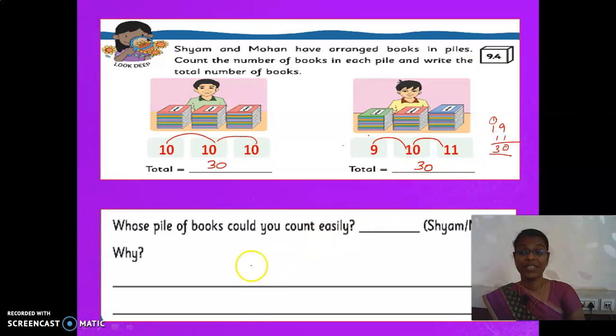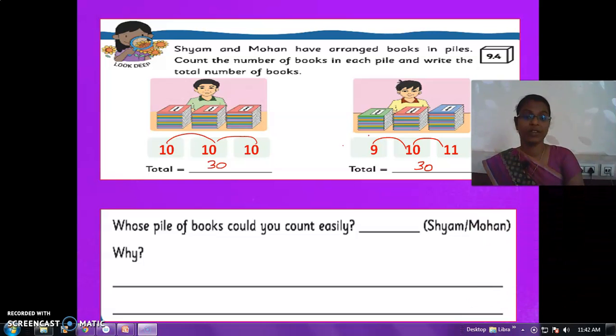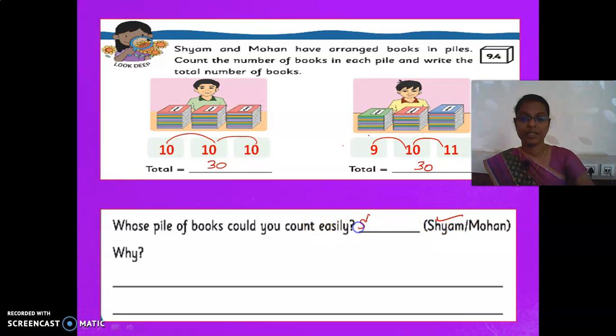But observe it, whose pile of books could you count easily? Shyam or Mohan? Give me the reason why. The first person is Shyam, isn't it? So I found it the easiest and fastest. Give me the reason. Because he has arranged the books in 10s. The other one also in 10. But the second person has arranged them randomly like 9, 10 and 11.